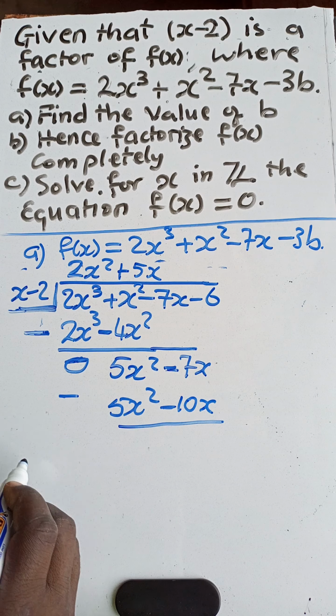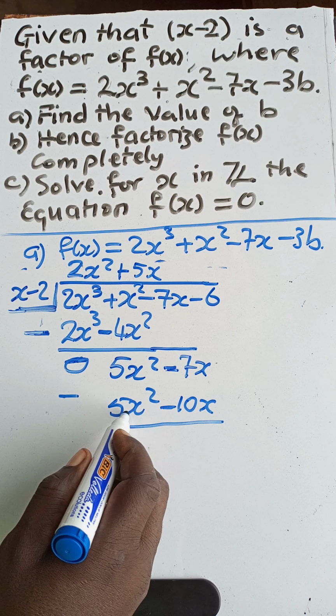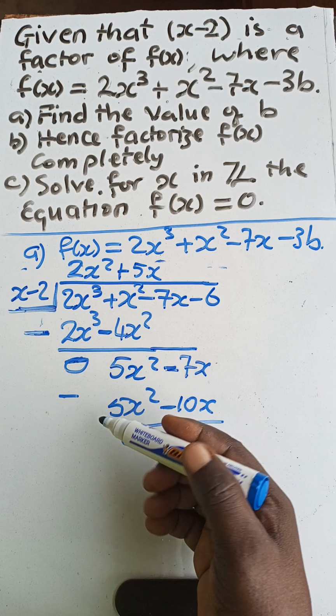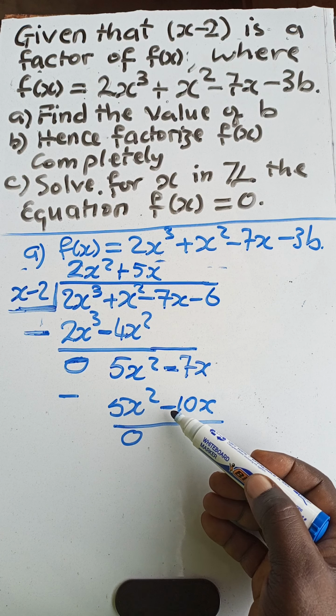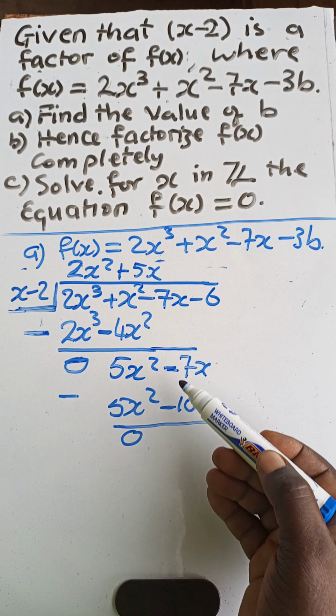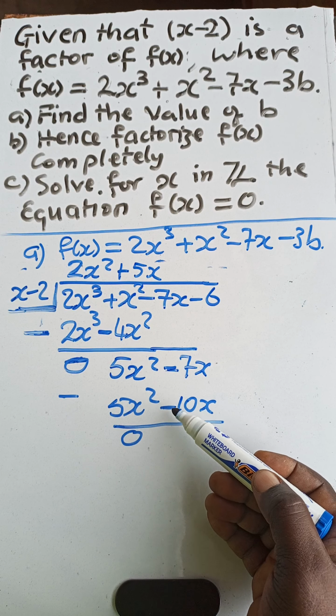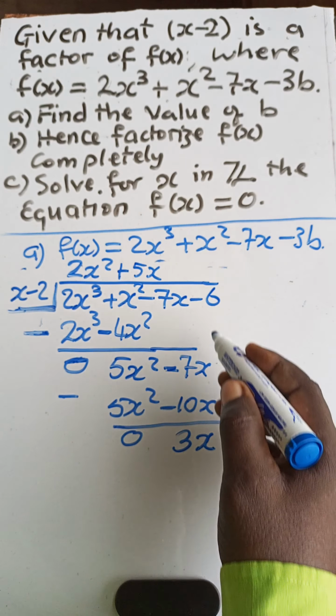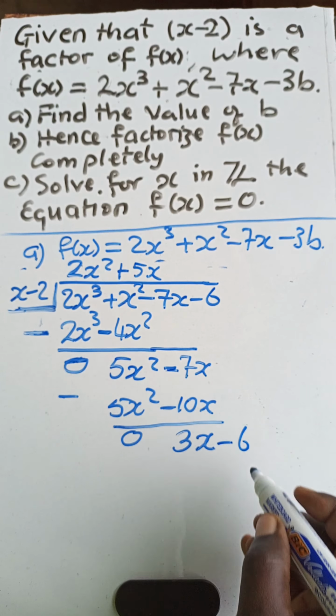And we're doing subtraction, so 5x squared minus 5x squared is 0. And then negative 7x minus negative 10x. Again, minus becomes plus. So we say negative 7x plus 10x. That gives us 3x. We'll bring down negative 6.